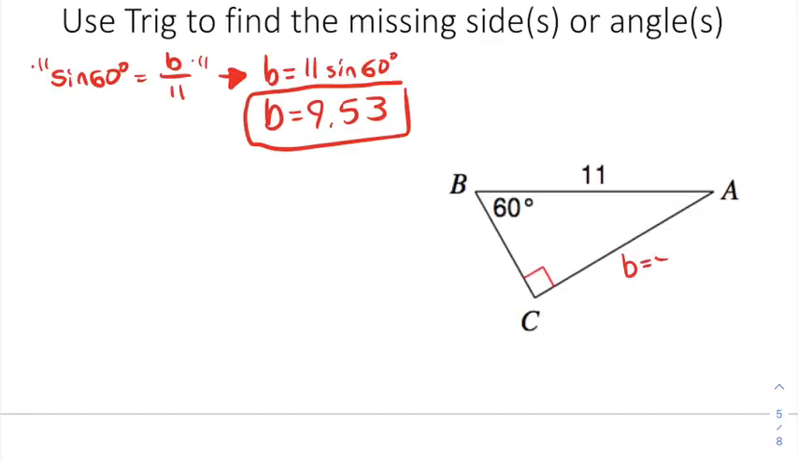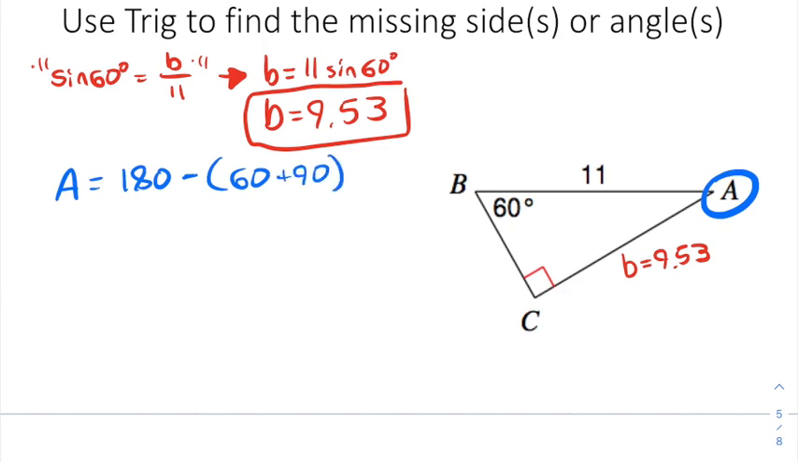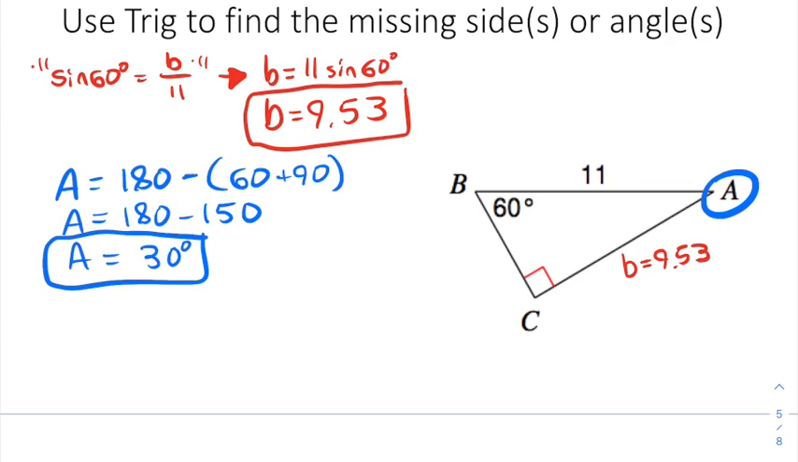Now that we know 9.53 is b, what are we still missing? Another thing we're missing is angle A. Well, this one's going to be easy to figure out. The three angles of a triangle should add up to 180. We already know we have a 60-degree angle, and we also know we have a 90-degree angle. So if we subtract those 150 degrees from 180, we end up seeing that A equals 30 degrees. And we can put that on the triangle.